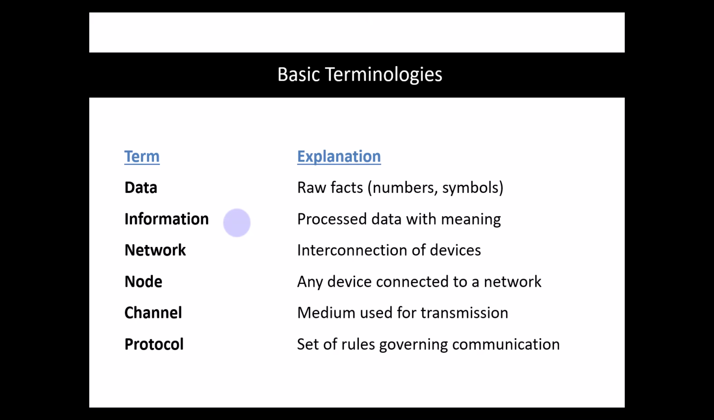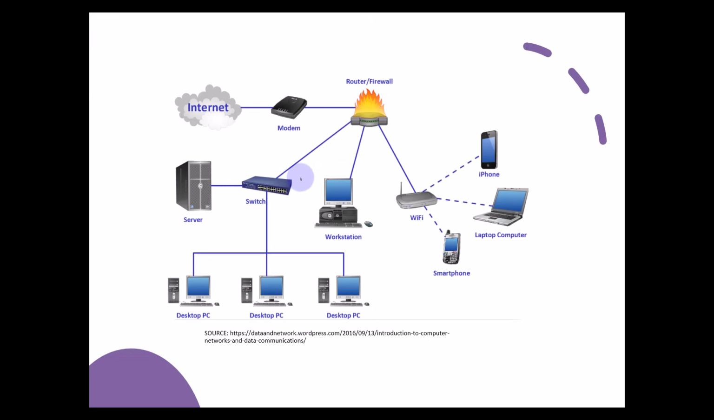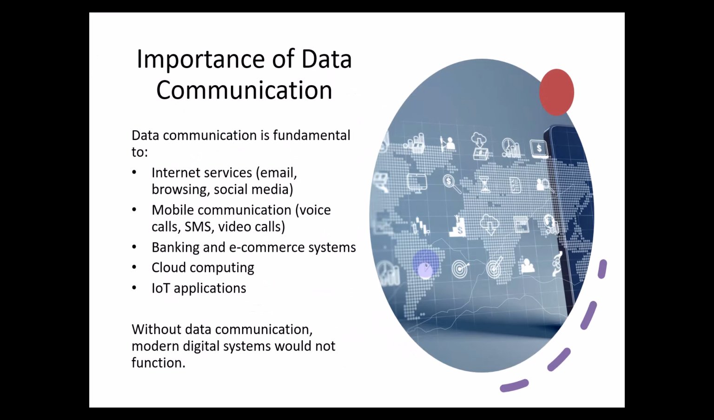And then let's look at what a network is. A network is just interconnection of devices, like what we saw in the previous images. Devices connected either by wireless medium or by a wired medium. We call that a network. And then a node, we are just talking about any device that is connected to the network. So these devices here are all nodes. That is what we mean by a node.